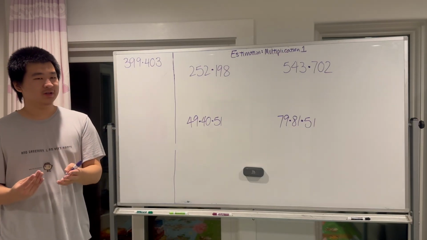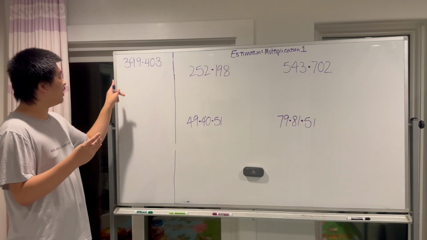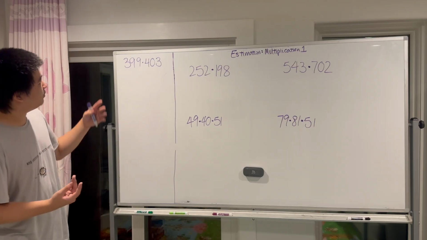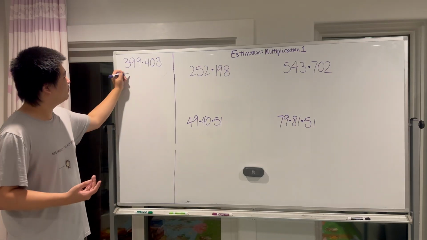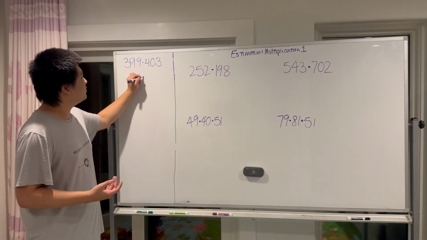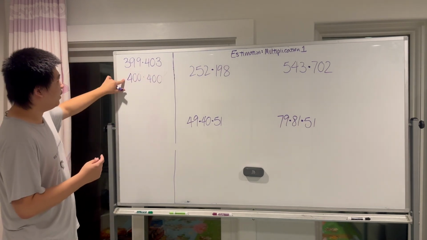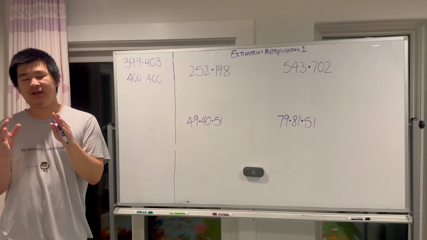What we would do for this problem is basically just see if any of these round to nice numbers. And usually they are going to. For example, here this rounds to 400, and this rounds to 400. And note that I'm rounding one of them up and I'm rounding one of them down, which helps to cancel out the error a little bit.